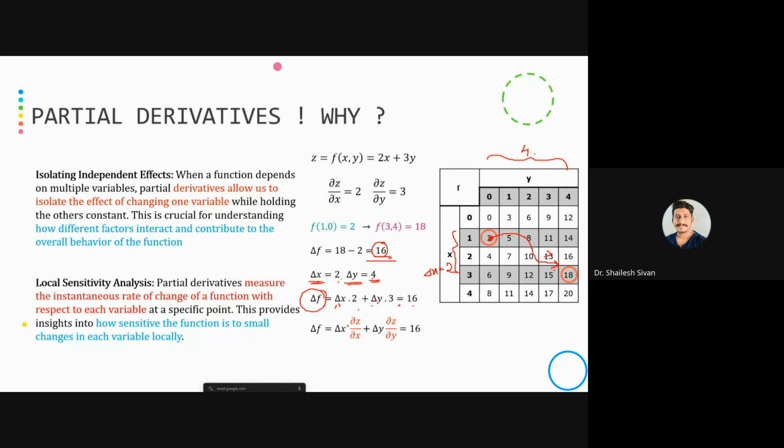Now, can you imagine what is the significance of the partial derivative at this point? These 2 and 3 are the partial derivatives, correct? So, the total change happening in a function is the sum of the changes made by each individual variable, and the partial derivative gives an idea of how much that change is impacting the output.